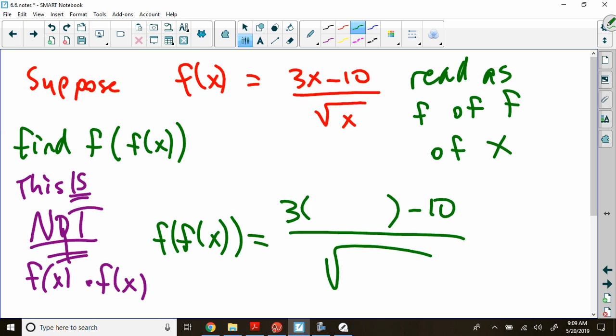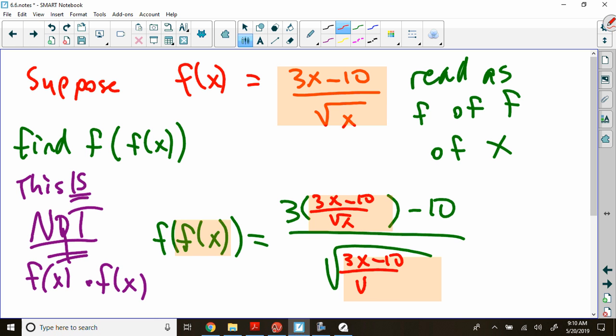But what's going to go in the place of x now is f of x. Well, what is f of x in this instance? Isn't f of x all this? So all that's going to go here and here. So this is going to be 3x minus 10 over the square root of x, and this is going to be 3x minus 10 over the square root of x. What do you think?